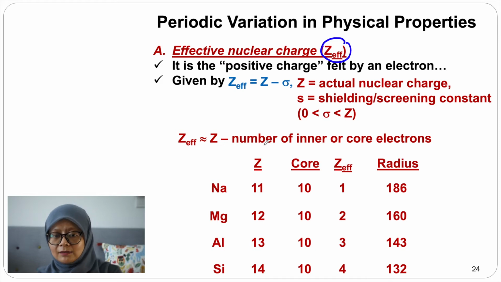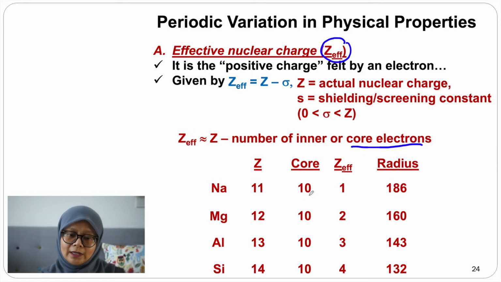The formula to determine the Z effective is Zeff equals Z minus sigma. Z is the actual nuclear charge. Sigma here is the shielding or screening constant, in this case the core electrons. So Zeff is Z minus the number of inner or core electrons.